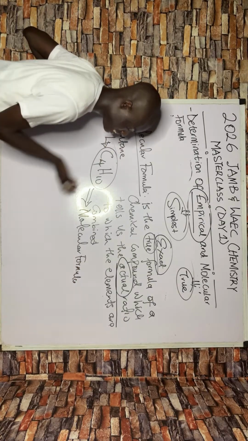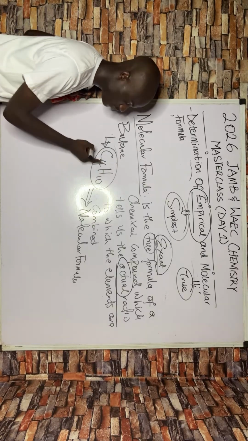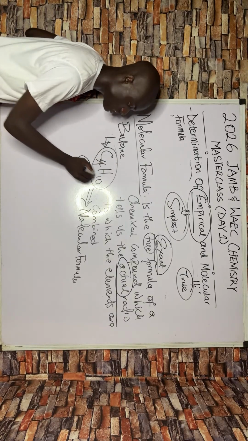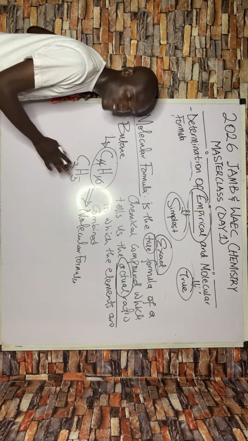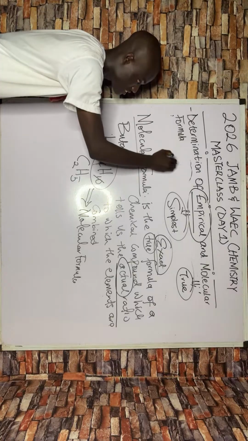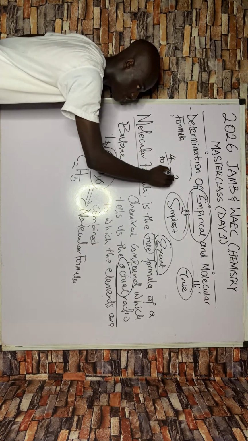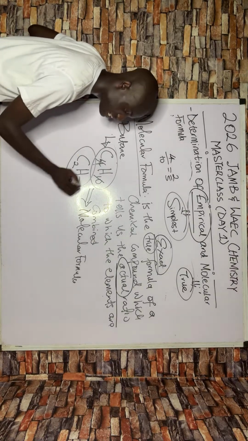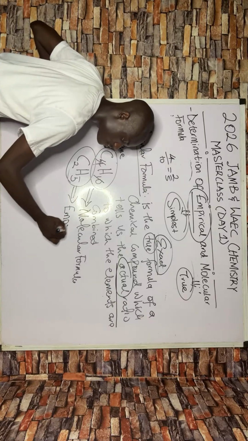But when we break down this ratio, I can see that 2 can divide 4 to give us 2. Then 2 can divide 10 to give us 5. So this is the simplest form. It's just like having 4/10. And when I simplify this, I'm going to have 2/5. So this formula is what we can refer to as the empirical formula.